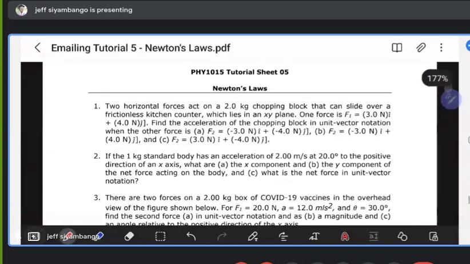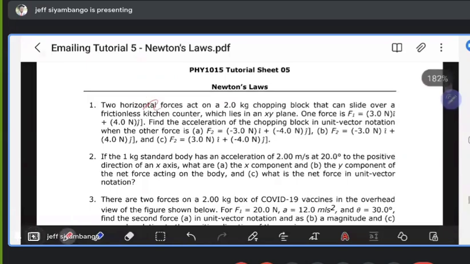In the first question, we're being told what? Two horizontal forces act on a 2 kg chopping block that can slide over a frictionless counter, which lies in the XY plane. One force is this and that. Find the acceleration of the chopping block in unit vector notation when the other force is this, that's F2, and then B when the other force is that, and then C when the other force is that.